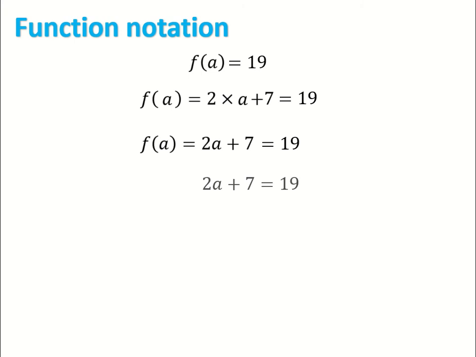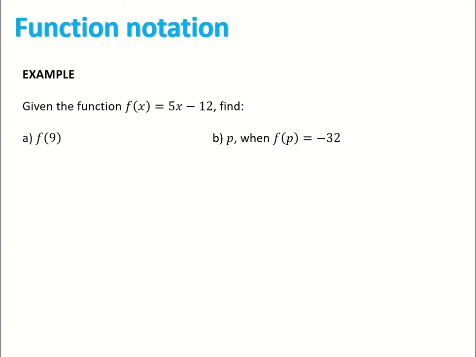But all we've got now is we've got an equation. 2a plus 7 equals 19. And what we can do with equations is we can solve them. 2a plus 7 equals 19. Take away 7 from both sides, and we get 2a equals 12. Divide both sides by 2, and we get a equals 6. In other words, the number that we put into the original function to give us an answer of 19 was 6. 2 times by 6 is 12, add on 7 gives us 19. Okay, and that's kind of your two stages of this question.